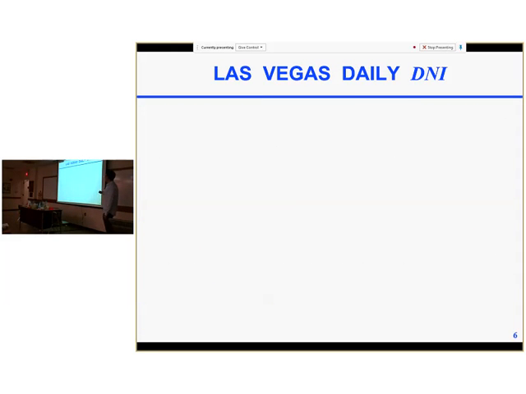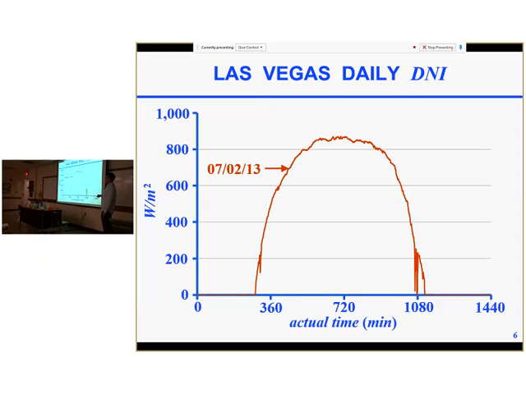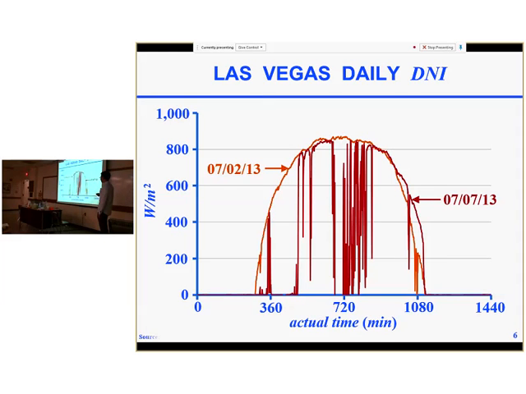At first, we can see a plot of the solar energy we can get in Las Vegas. On July 2nd, the solar energy is very stable. I think it must be a very clear day. But 5 days later, the direct normal irradiation changes frequently. I think there must have been some cloud cover or some very terrible weather that day.